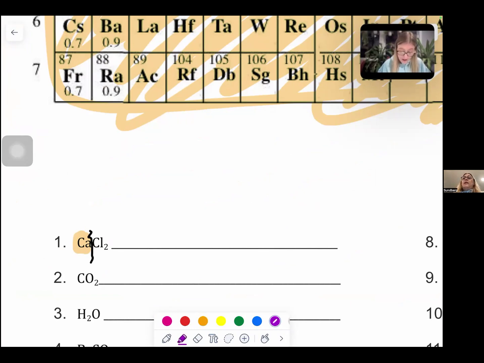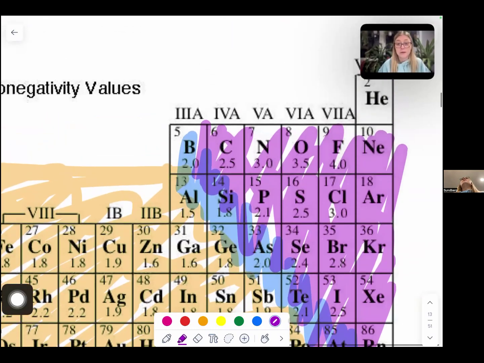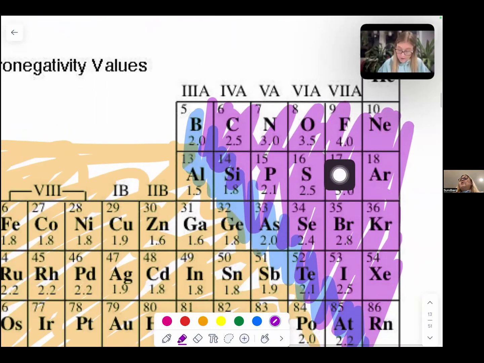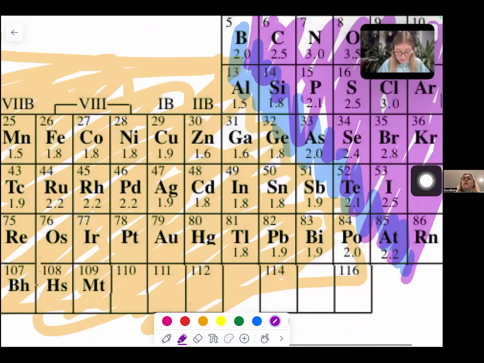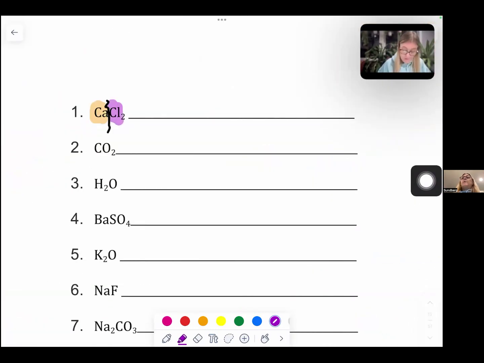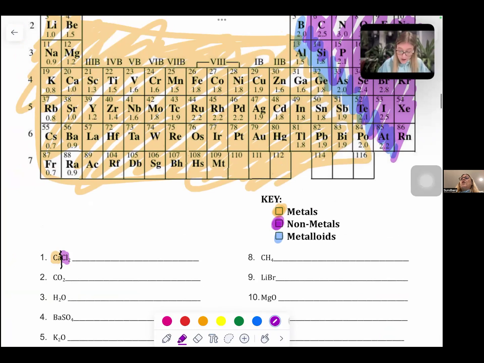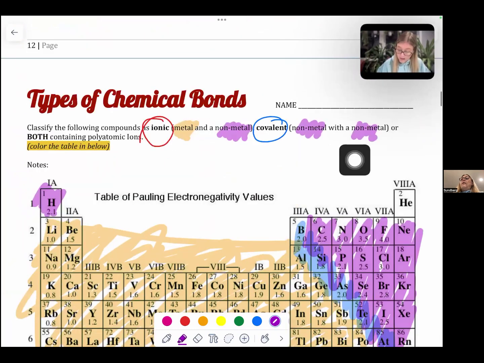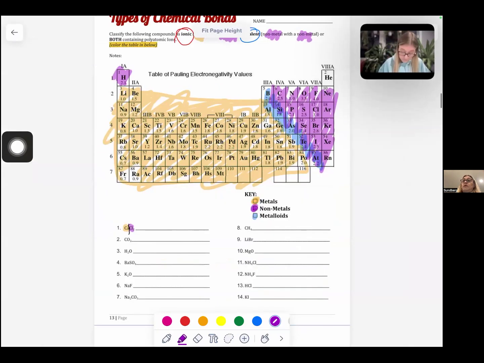Okay, then let's go to find my other chemical, which is Cl. Here we go. Here's my Cl. Chlorine is over here, which is purple. So I'm going to color my chlorine purple. According to our notes up here, when we have an orange metal with a purple non-metal, those two, metal and non-metal, make an ionic compound. So I would just write ionic.